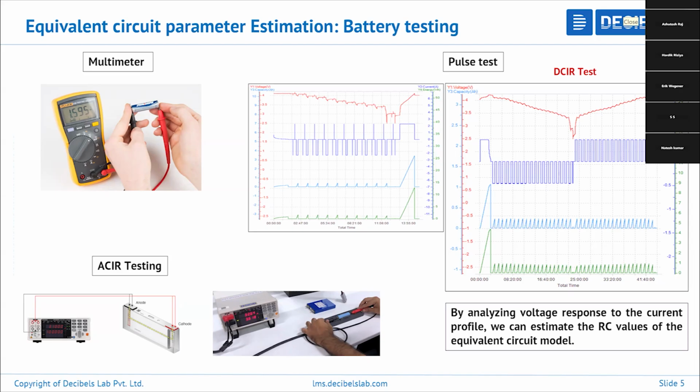Then we have ACIR testing, and there is a pulse-based test. These tests are basically for resistance measurement, to test the resistance. ACIR is an AC-based test. There we just connect the battery to the ACIR instrument.